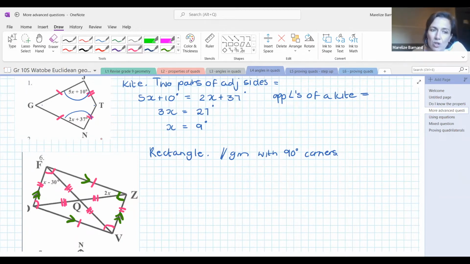Remember, we always start with what is given. So if this is 2x, find another angle that's also equal to 2x. And if this is x minus 30, find another angle that's x minus 30. And that's how you build your question and start to find a solution to it.